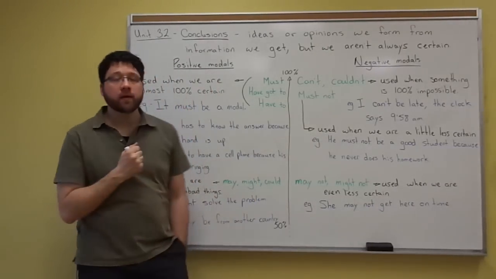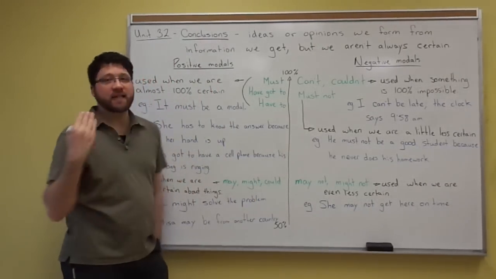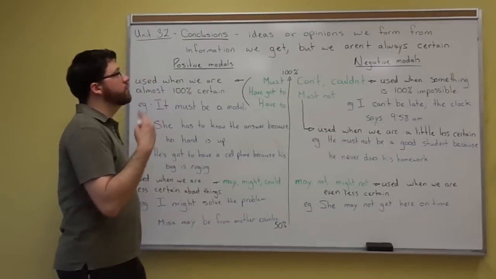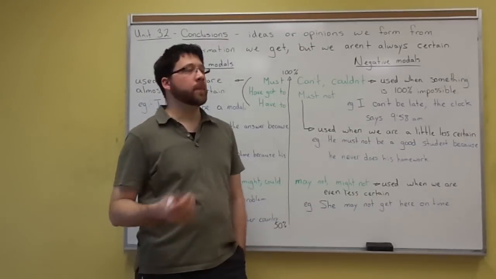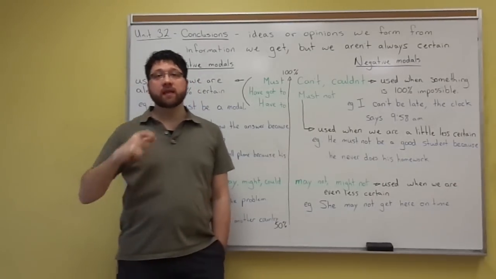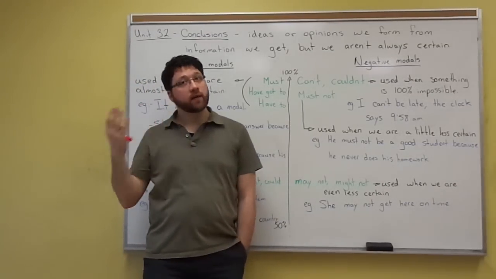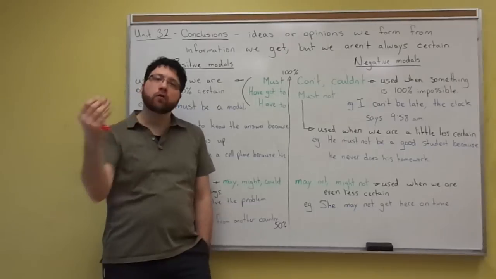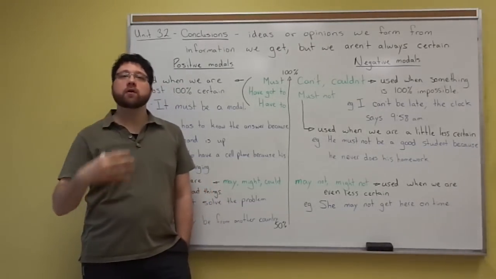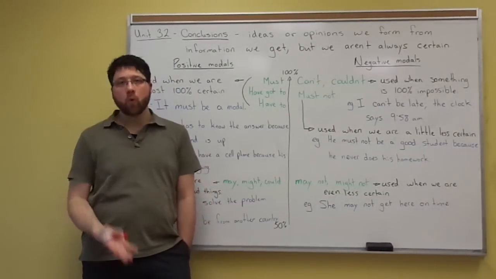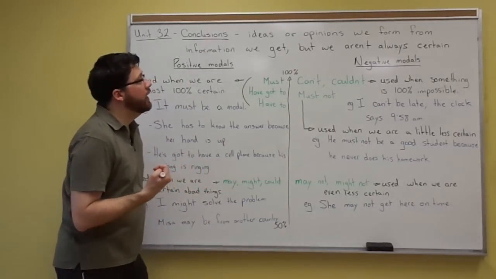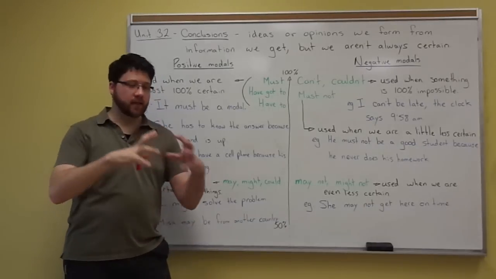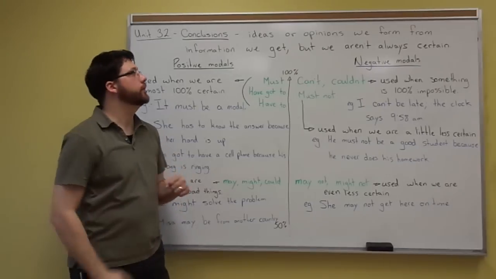Well, I've written here, a conclusion is an idea or opinion that we create or form from information that we get. So this might be something that we see, or something that we hear, or something that we just know. When we see these things, when we get all of this information, we can create an idea, we can form an opinion. And this is a conclusion. We take a lot of information, and at the end we create a new idea.